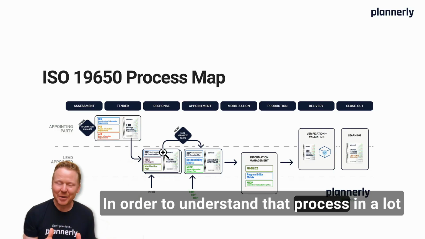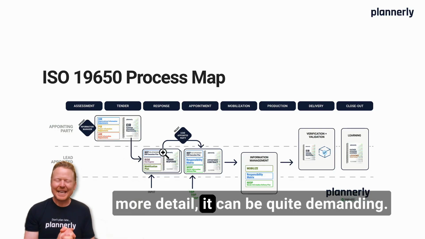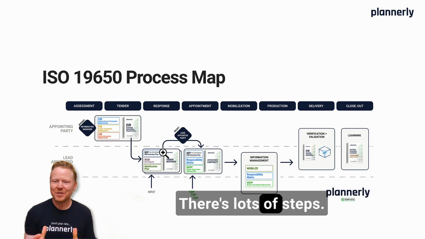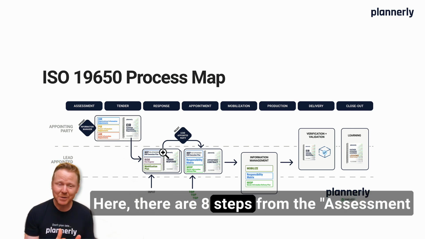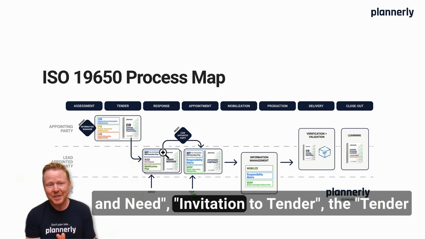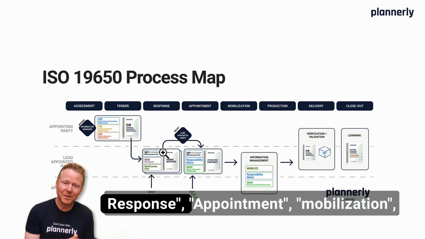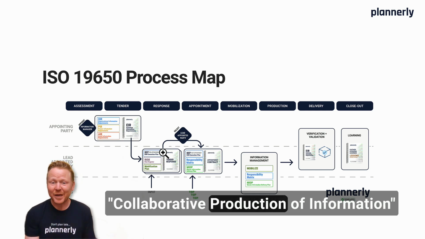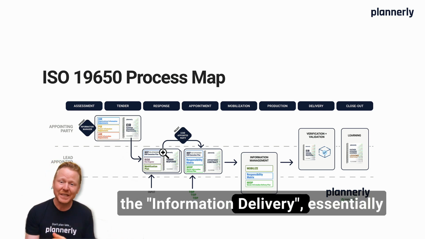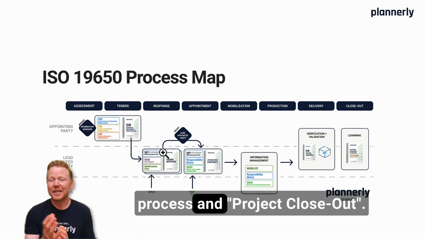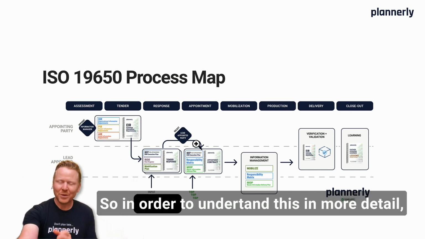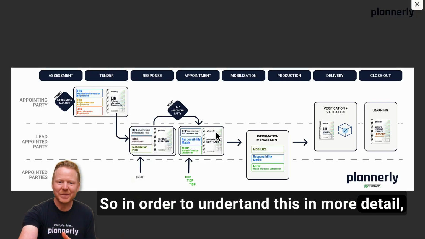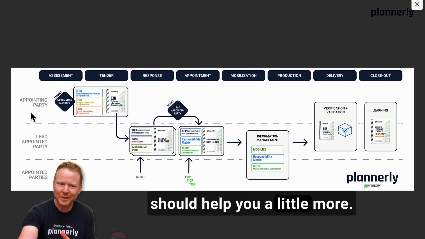In order to understand that process in a lot more detail, it can be quite demanding. There are lots of steps. Here, there are 8 steps: from the assessment and need, invitation to tender, the tender response, appointment, mobilization, production, collaborative production of information, the delivery of it, essentially going through that validation process and closing out. So in order to understand this in more detail, this process map should help you a little more.